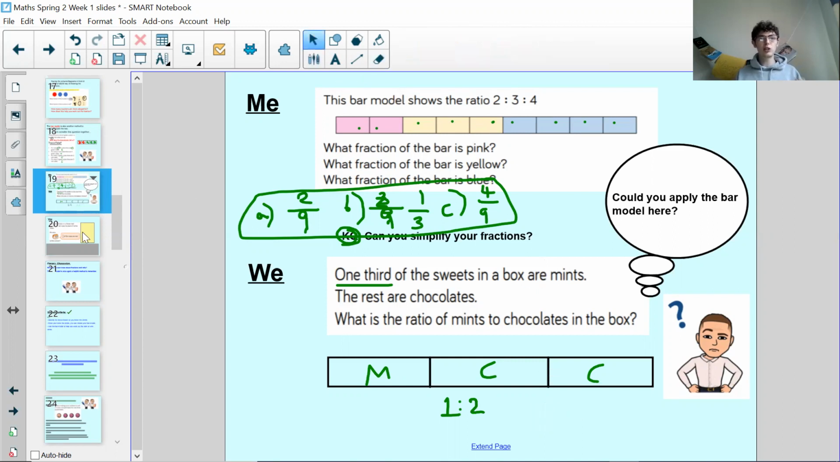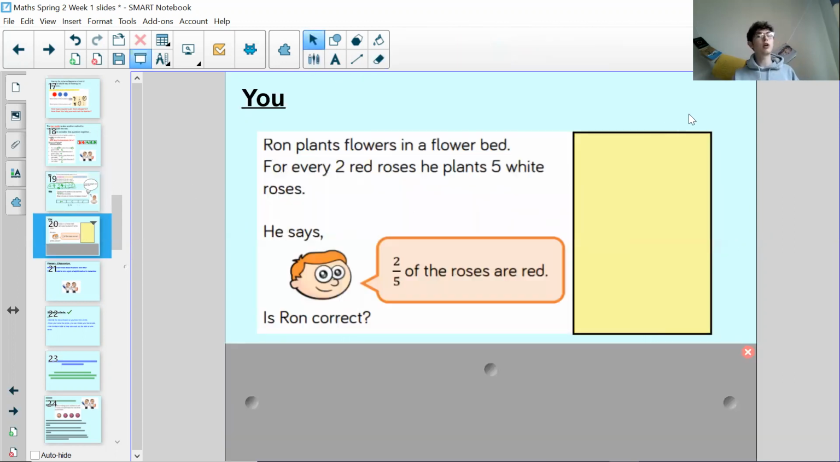So moving on to our U now, here is your question to have a go at. Ron plants flowers in a flower bed. For every 2 red roses, he plants 5 white roses. He says 2/5 of the roses are red. Is Ron correct? Okay, so remember to find your total, find your denominator, and then try and perhaps create a bar model to help you, okay? So have a go, and then I'll come back to you with the answers, year 6.